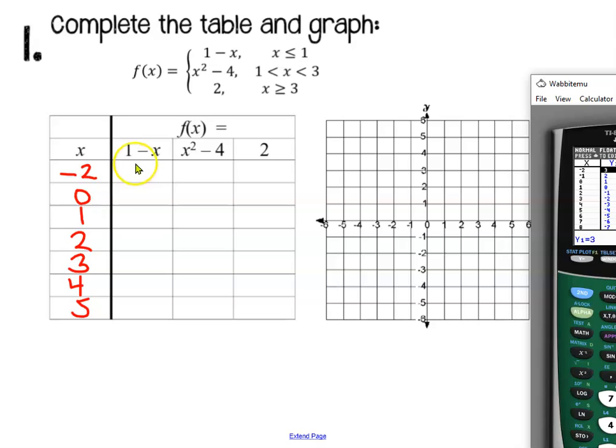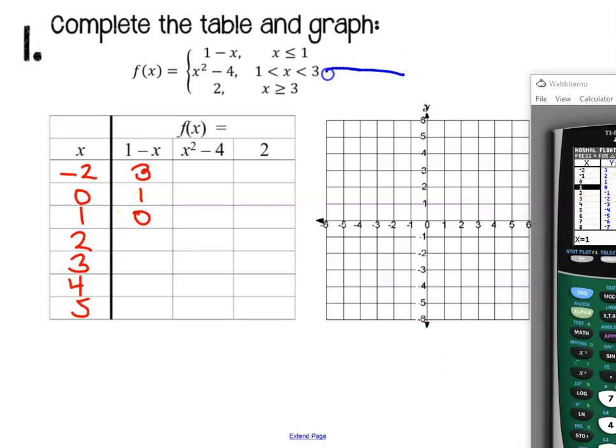So the output would be 3, and notice that I'm going to write it only in the output for that function. My next input is 0. Again, it can only go into my first function. So if I go down to input of 0, out will come a 1. And now for my next input, +1. So +1 definitely can go into my first function, and it comes out as a 0.